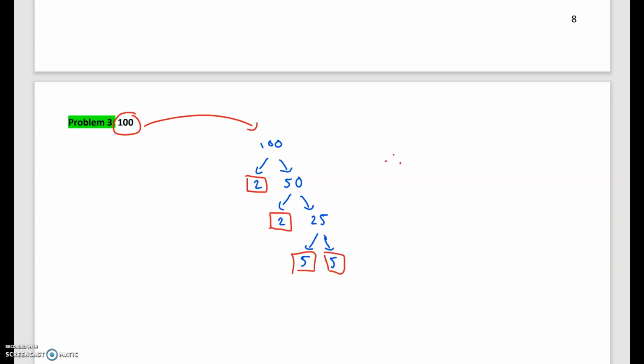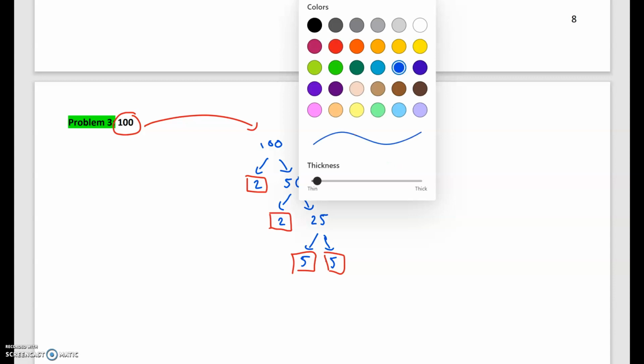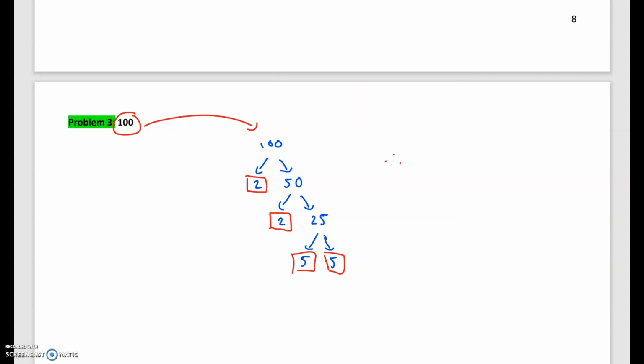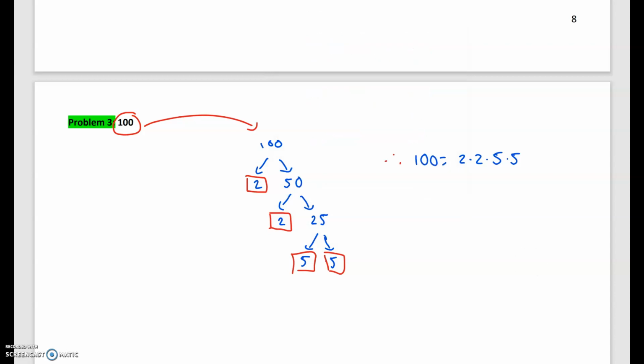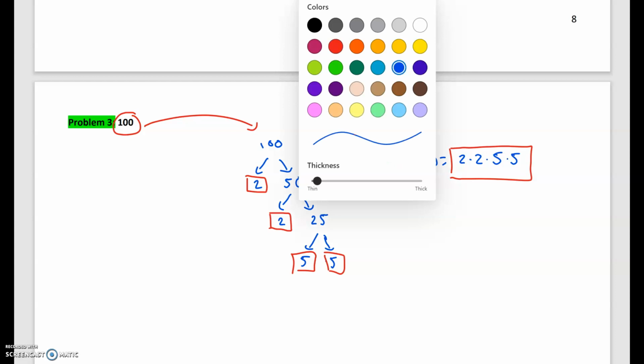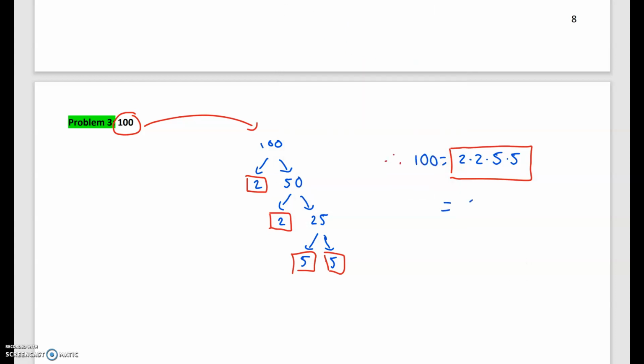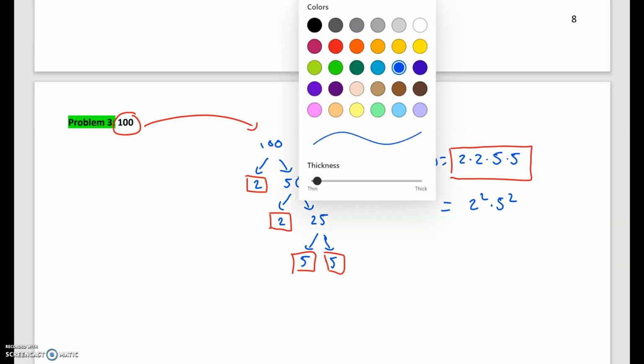And keep in mind that what we're doing here is expressing the numbers as multiplications. So technically 100 is the same as 2 times 2 times 5 times 5. This is as factors. Or you could also express the number as 2 to the second times 5 to the second. That's with exponents.